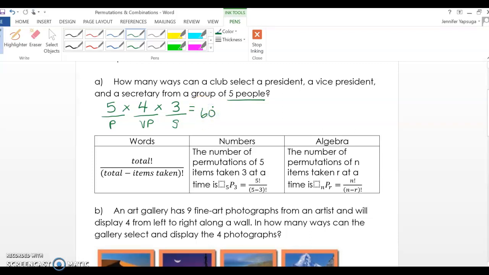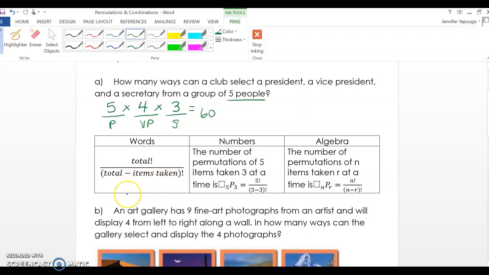So this is a fairly simple way of calculating it, but I want to show you the algebraic formula that can be used to find the permutation of a situation, which could in fact get more complicated. But if you look at it in the chart below, in words, we take the total number of objects or people, and we're going to divide that by the total, again, subtracted from the items or the people taken out of them.